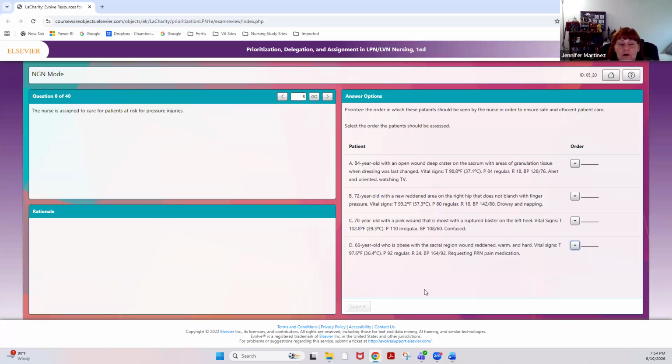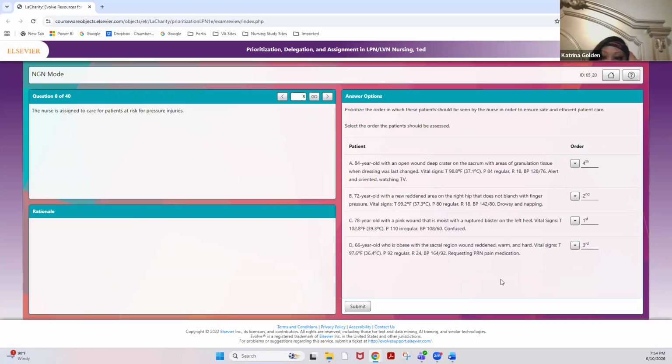Who out of those four is our highest priority first? Who are we going to go see first? C first. Okay. Then B. And then B, you said? Yeah. Okay. D, and then A.